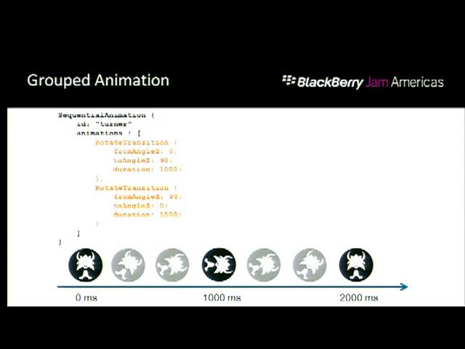So this is an example of a grouped animation. We have two transitions working in sequence. The first thing we do is rotate from 0 degrees to 90 degrees in a second, and then we rotate back when that animation has ended. So this is the start, this is the middle keyframe, if you will, and this is the end.